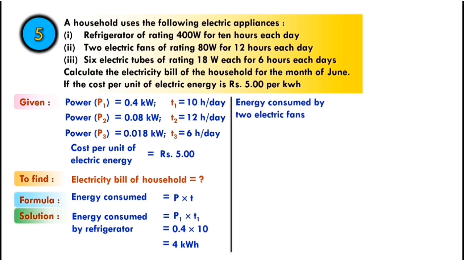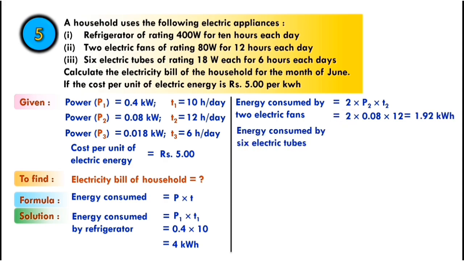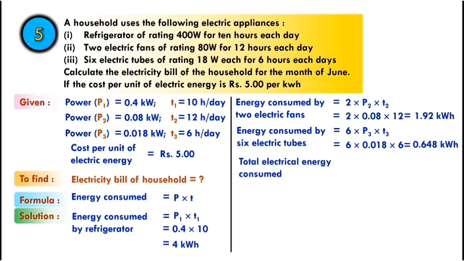Now see the second case, energy consumed by 2 electric fans. So since two electric fans are given in the question, we have to multiply by 2. Clear everyone? Don't forget that. Okay, so 2 into 0.08 into 12, we will get 1.92 kilowatt hour. Now see energy consumed by 6 electric tubes. So here 6 electric tubes are given. So we have to multiply with 6. So 6 into 0.008 into 6, we will get 0.288 kilowatt hour.